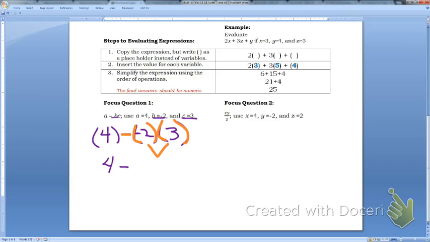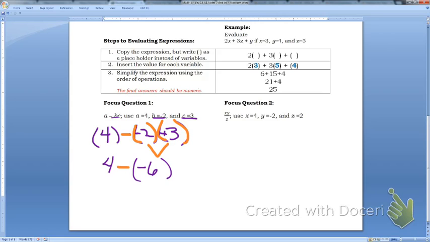I'll copy down the 4 minus. What's negative 2 times positive 3? You don't see a sign there, so you assume that it's positive. That equals, I'm going to put it inside parentheses just because I have this minus here. A negative times a positive equals a negative 6. Now look at the problem. What does it say? 4 minus negative 6.